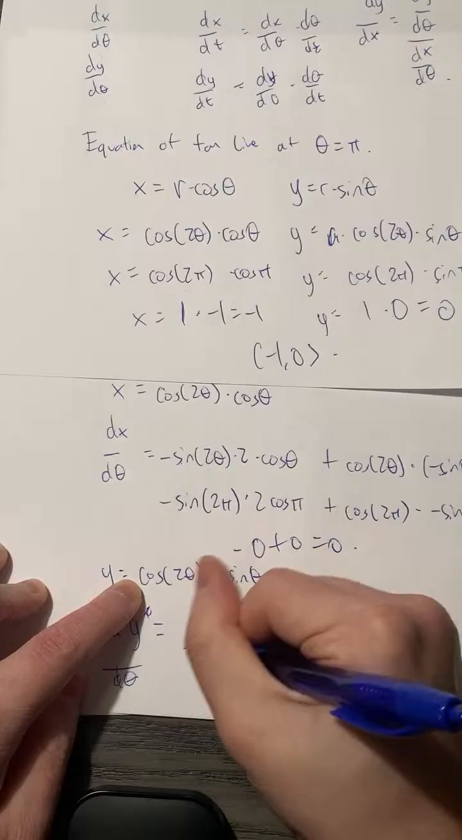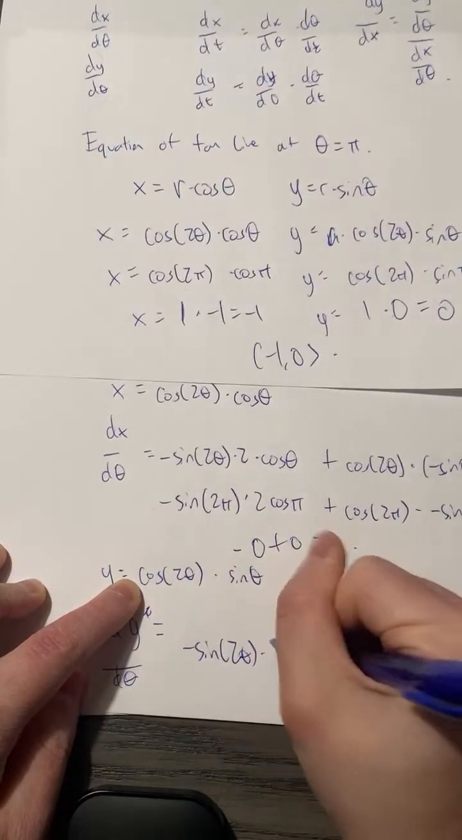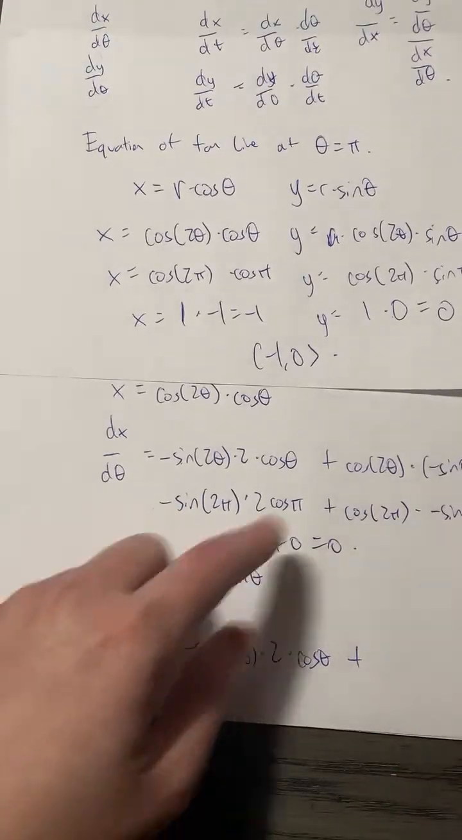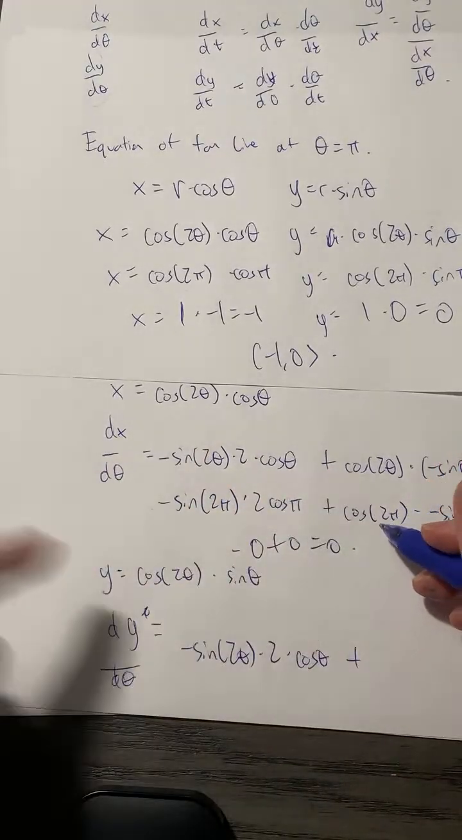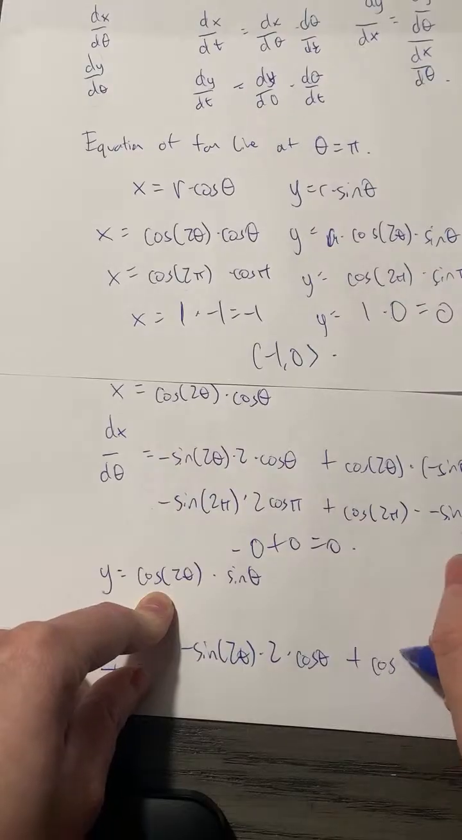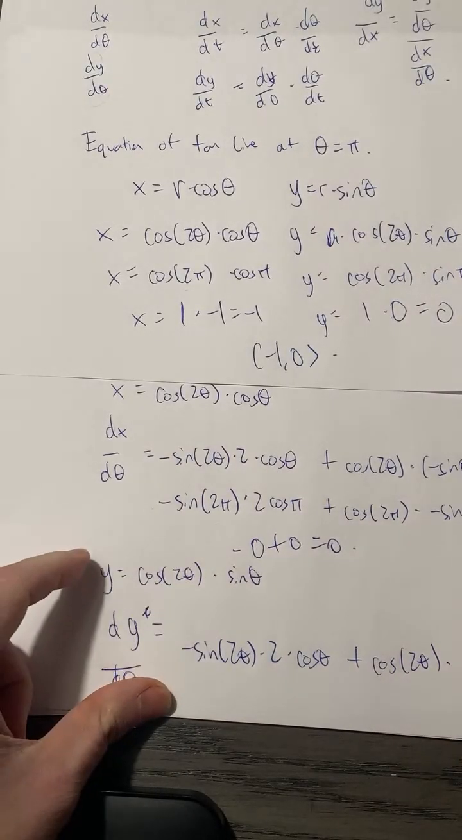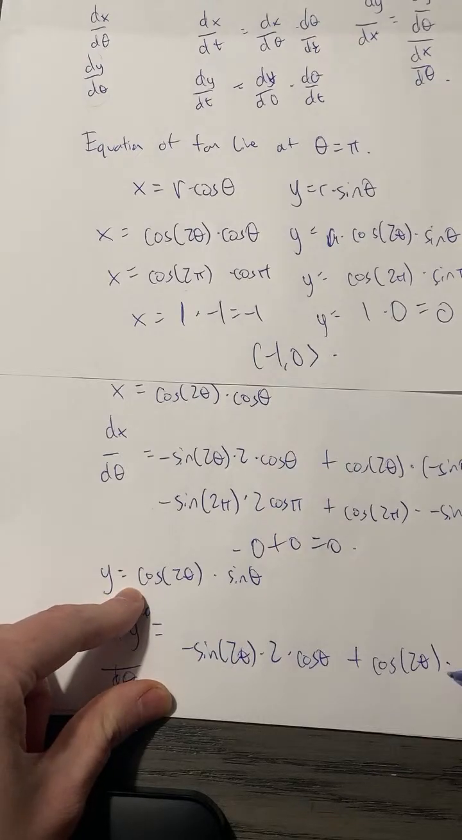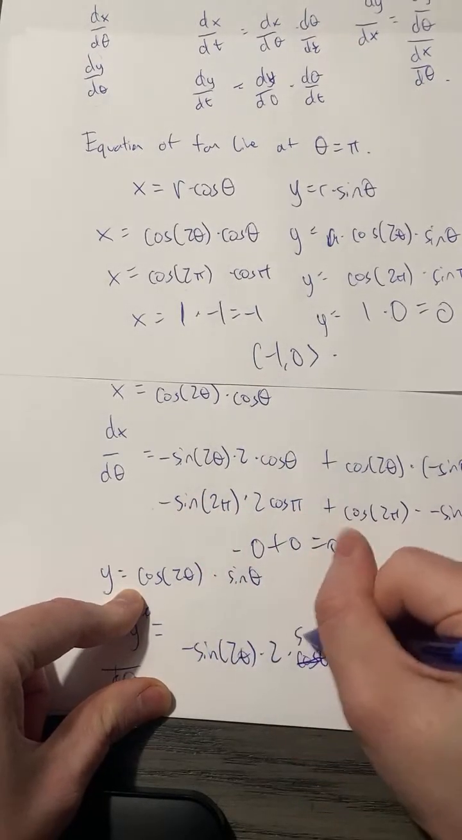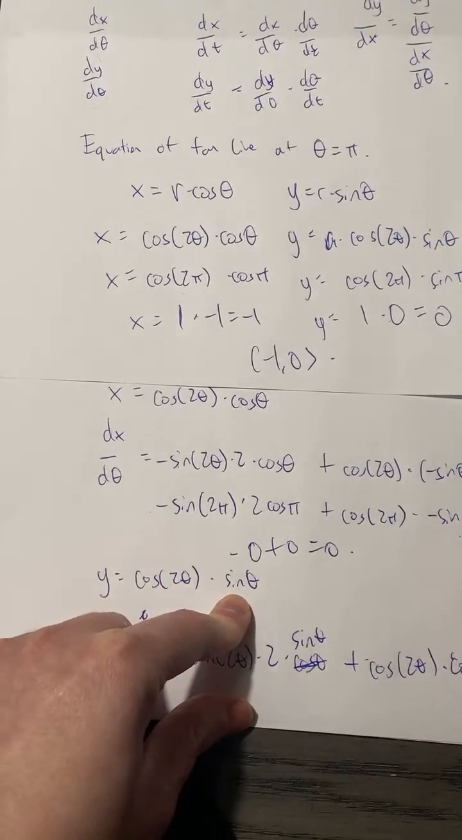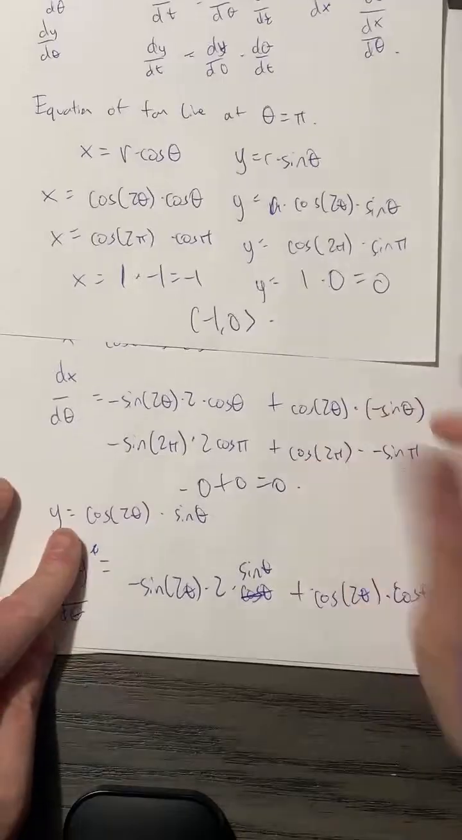Derivative of cosine is negative sine of 2 theta times 2 because of the chain rule. Derivative of sine is cosine. Then the derivative of, where is this? Right here. We kept this the same. And then we multiply by, what did I do? Derivative, keep the same, plus keep the same, derivative. Okay, so now we're going to plug in pi here.